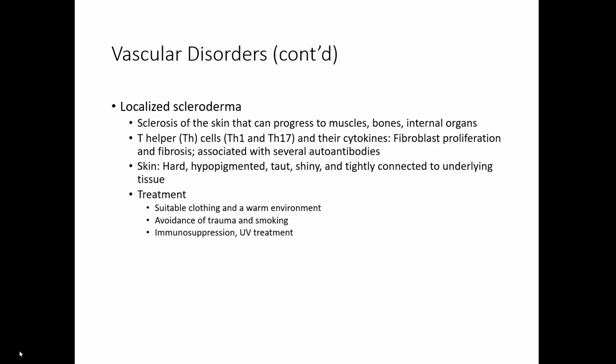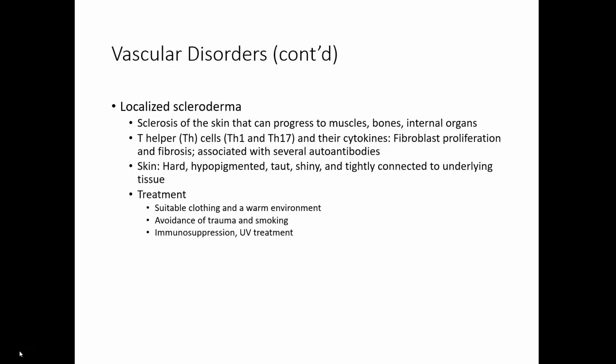Localized scleroderma. This is where you get sclerosis of the skin that can progress to muscles, bones, and internal organs. Your T helper cells, your TH cells, TH1 and TH17, as well as their cytokines. You have a fibroblast proliferation and fibrosis, and it's associated with several autoantibodies. Clinical exam of the skin is hard. You have that scleroderma, so it's that tightening, hypopigmented, taut, shiny, and tightly connected to underlying tissue. It's hard for them to move.